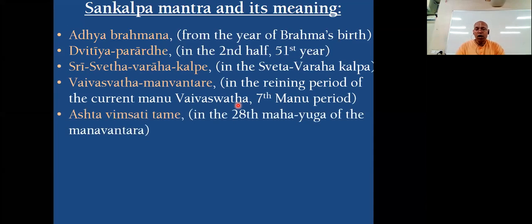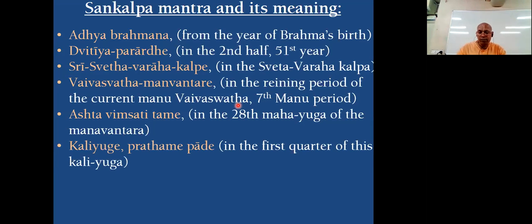And Ashtavimshatitame, one Manvantara lasts for 71 Chaturyugas, 71 Mahayugas or Divya Yugas. So currently we are going through the 28th Mahayuga. Kali Yuge Prathama Pade. One Divya Yuga consists of 4 yugas: Satya Yuga, Treta Yuga, Dwapara Yuga and Kali Yuga. Satya, Treta, Dwapara are completed, and currently we are going through Kali Yuga, which is divided into 4 parts. Pada means one quarter. So currently we are living in the first quarter of Kali Yuga. Kali Yuga lasts for 4,32,000 years, and one Pada is one quarter of that. So we are in the first part. This is about the time scale in relation to Brahma and the 4 yugas.